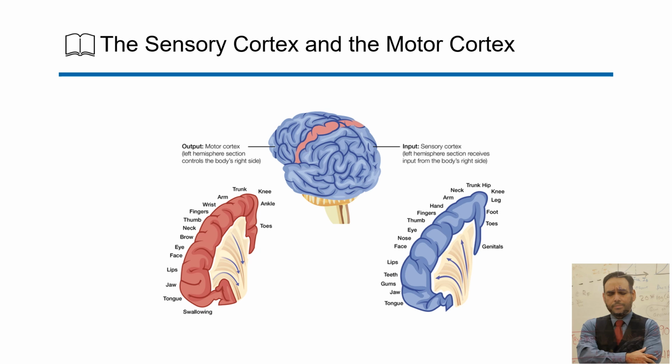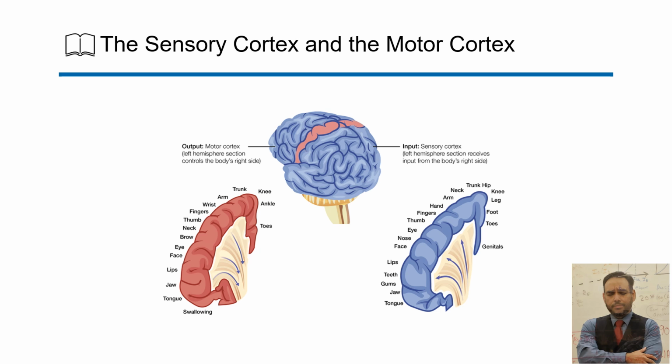And the primary motor cortex, this is the part of the motor cortex that sends signals to your muscles that tells them to move. It's involved in the voluntary movements like waving your hands or kicking a ball, so skeletal muscle mainly.